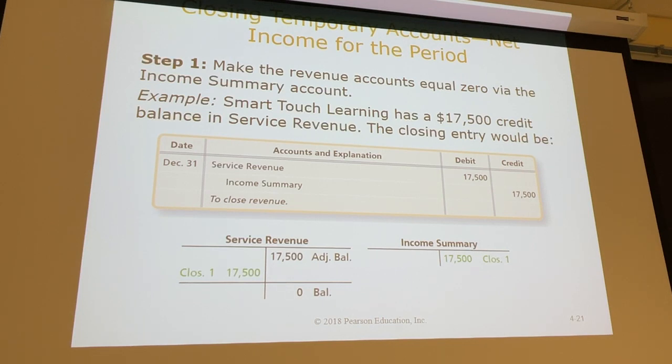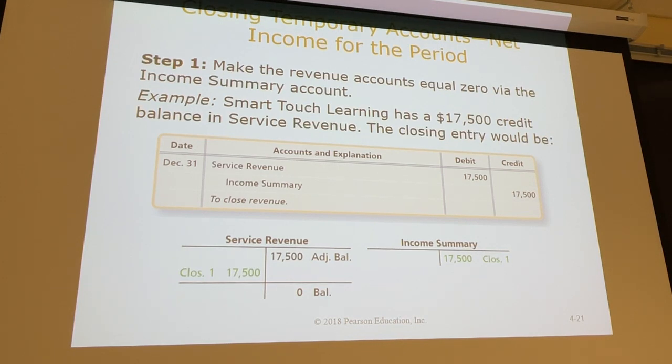There are always 4 journal entries in the closing process. And the first journal entry is the one where we close out or zero out our revenue accounts. And again, keep in mind that through Chapter 4, we only have one revenue account to work with. But in other chapters in the book later on, there will be more than one revenue account that we have to close out.